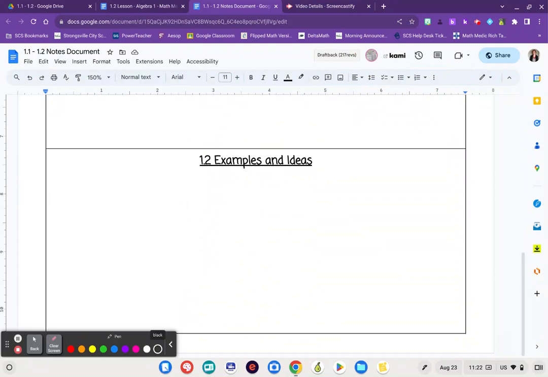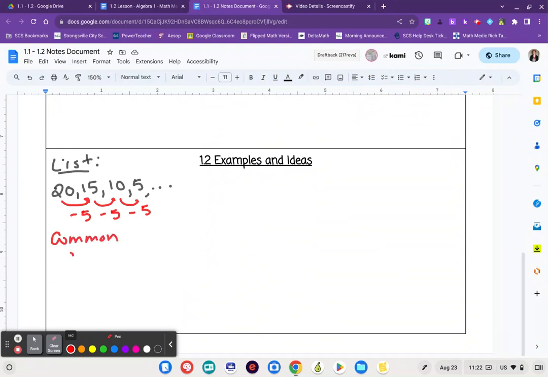So we can see arithmetic sequences in a list of numbers, right? That's the example I had up above. And so I'm going to do another example. I had 20, 15, 10, 5, ... I notice there's a pattern here, and that pattern is that I am subtracting 5 each time. And so I have a common difference of negative 5, my apologies.